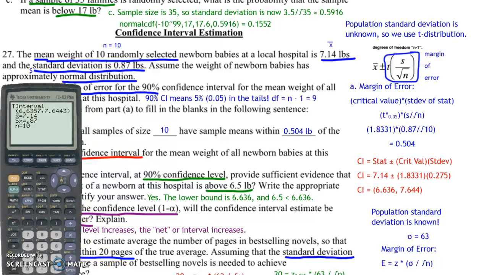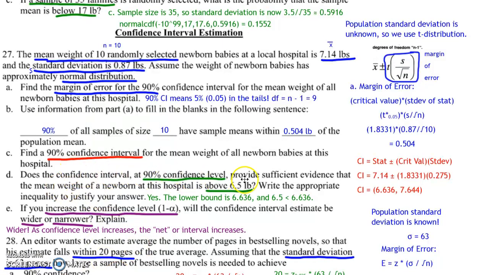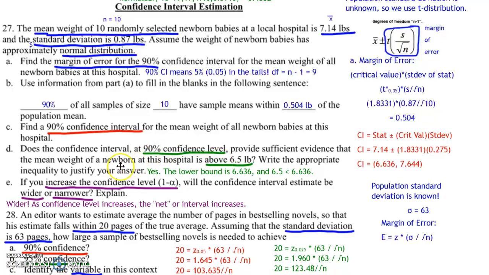Not too bad. The next part asks us whether the confidence intervals provide sufficient evidence that the mean weight of a newborn is above 6.5 pounds. Everything in our confidence interval is above 6.5. So we say yes. The lower bound is 6.636 and 6.5 is less than that.